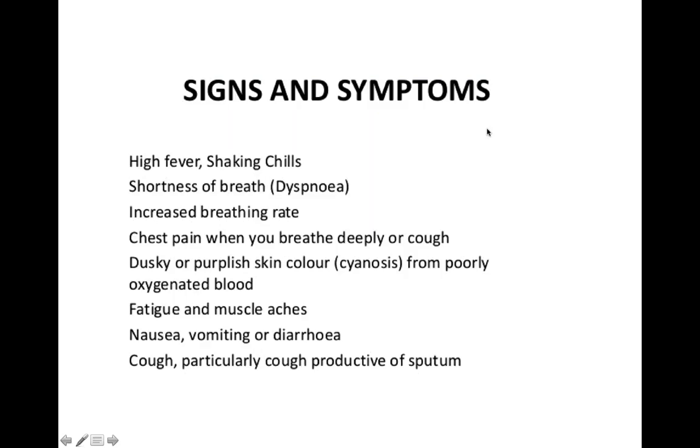So these are the signs and symptoms of pneumonia. How will the patient present to you? We have typical and atypical pneumonia. I will come to that. So the patient will come to you with high fever, chills and rigors, and shortness of breath, dyspnea.